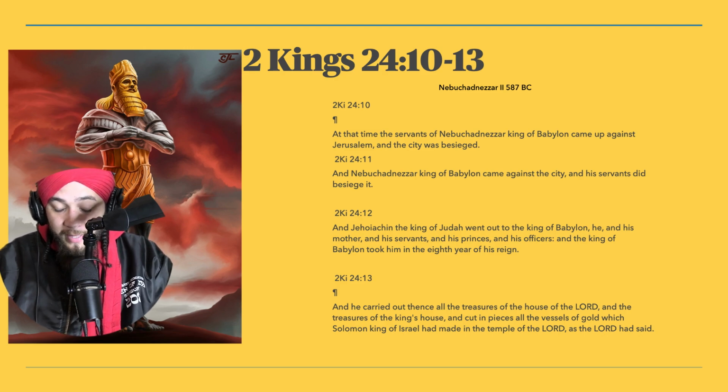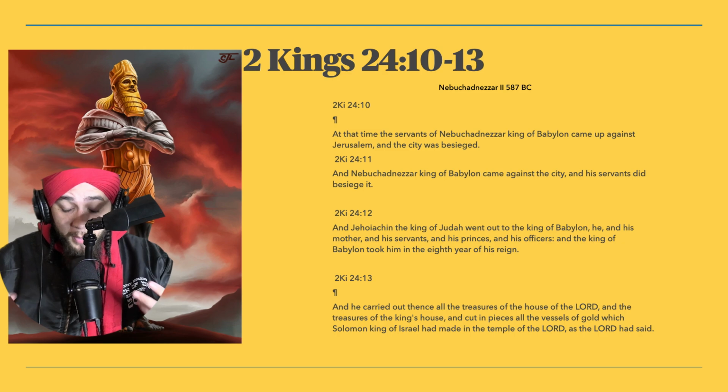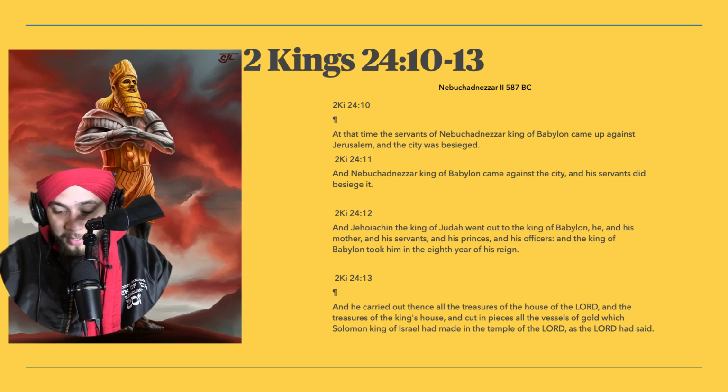And he then put the Babylonian king Nebuchadnezzar II, or Nebuchadnezzar the Great, put Zedekiah as king in the stead of Jehoiakim. Verse 13, and he carried out thence all the treasures of the house of the Lord and the treasures of the king's house, and cut in pieces all the vessels of gold which Solomon the king of Israel had made in the temple of the Lord, as the Lord has said.